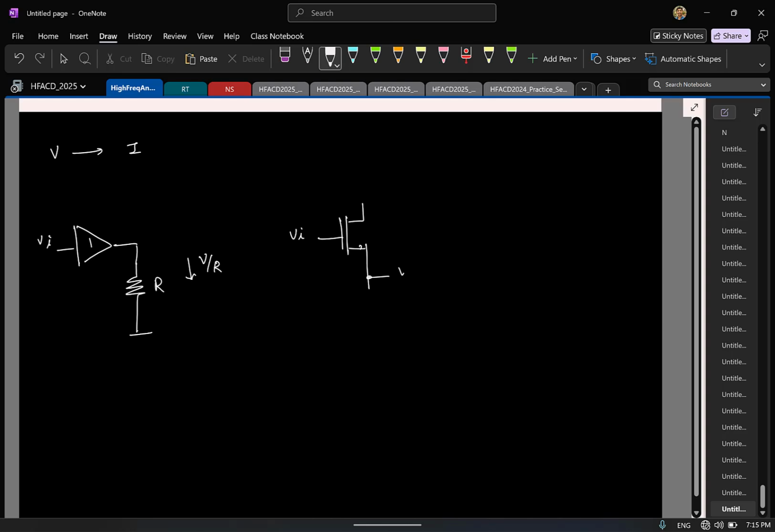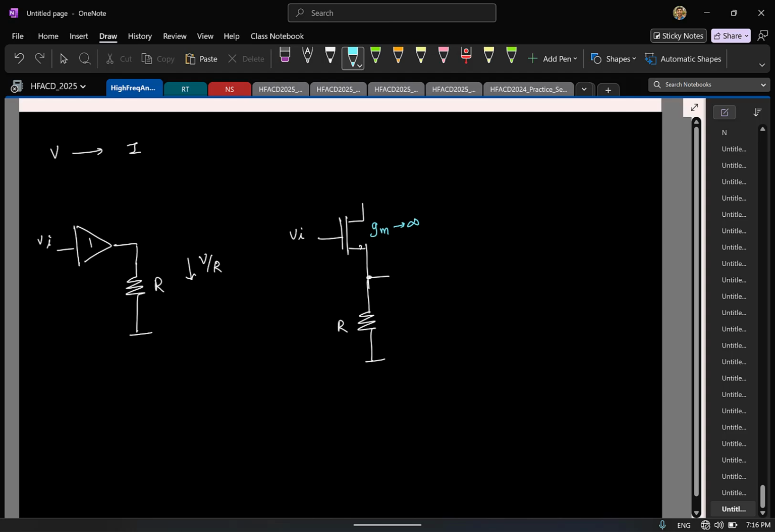So this is sort of buffered. Let me not write it as Vi. Here I can directly connect the resistor, technically. To start with, let's assume ideal GM is infinity.